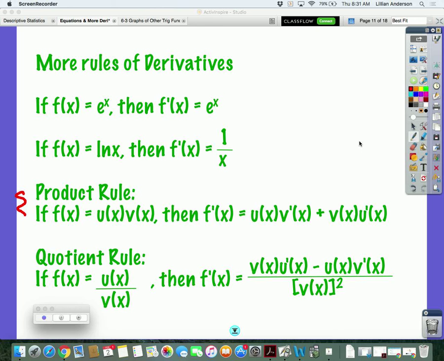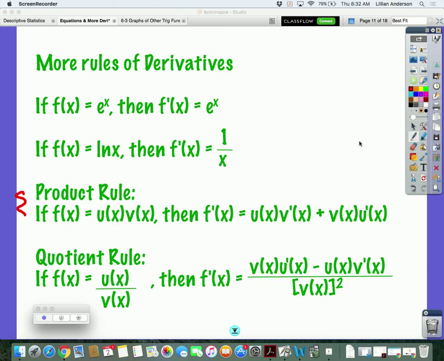All right? So the first rule deals with e to the x. If you have the function e to the x, the derivative of that is just e to the x. And if you have ln of x, then the derivative is 1 over x. So if it's 2 ln of x, it would be 2 over x. And the same thing applies with 3e to the x, then the derivative would be 3e to the x.